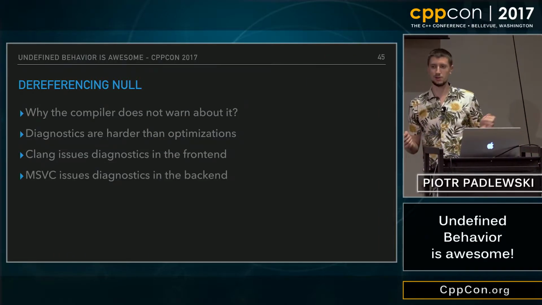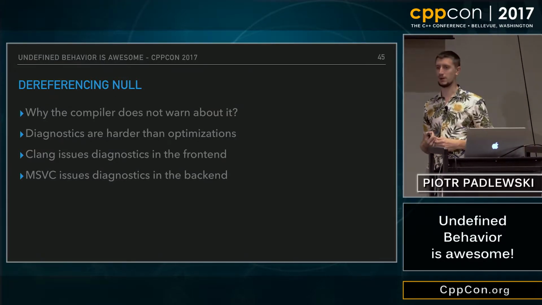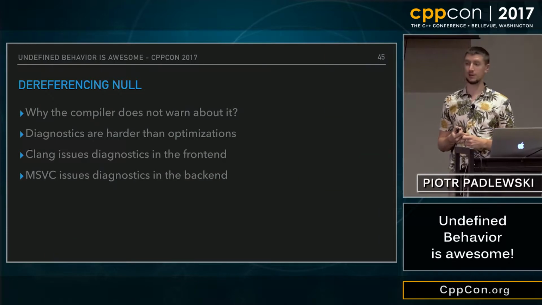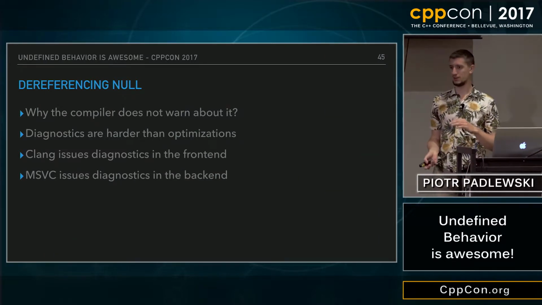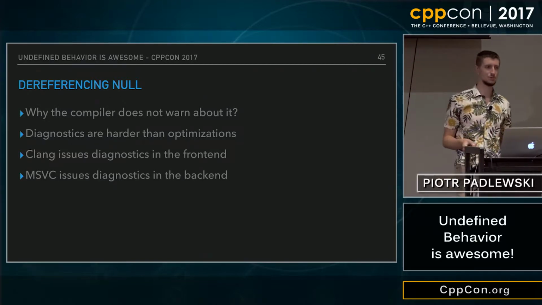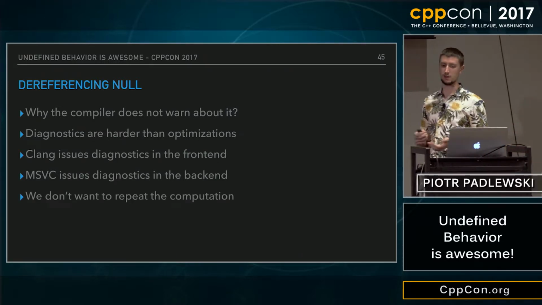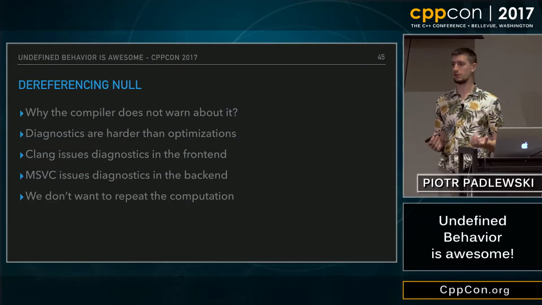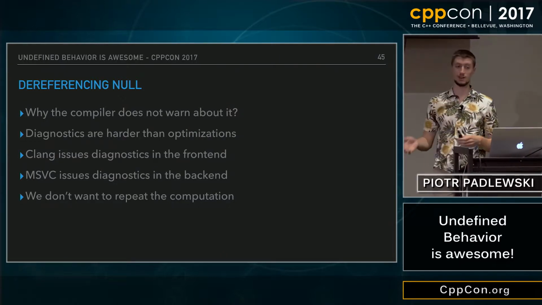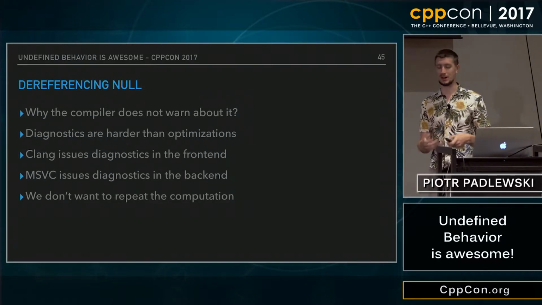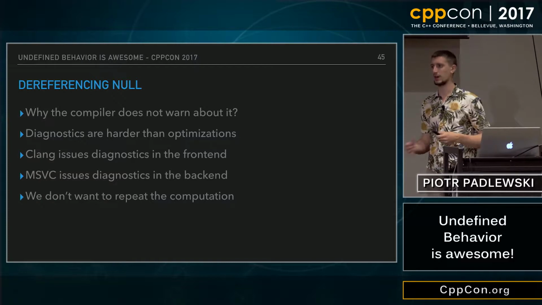There are also some other compilers like MSVC that actually issue diagnostics in the backend. This is also pretty weird, because depending on what optimization level you are using, you get different warnings, because the compiler will figure out different things, right? And another explanation is that we don't want to repeat the computation, because we might as well do the same things in the front end, using the same algorithms as the optimization in the backend, but it would take time.